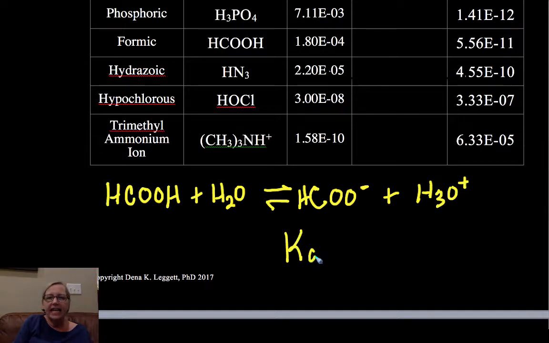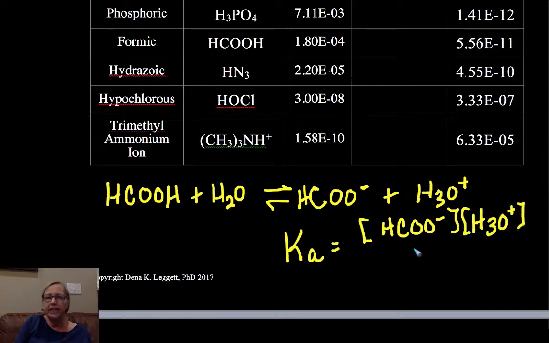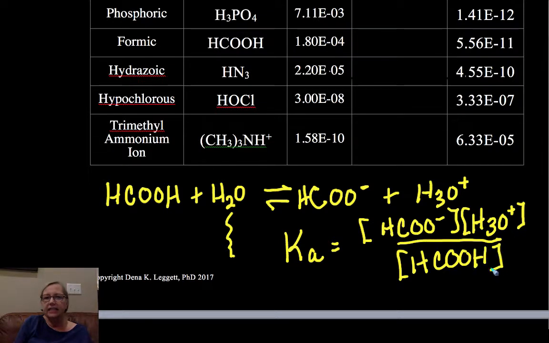Its Ka is equal to the molarity of products, those brackets mean molarity, over reactants, and we don't include pure liquids. So this would be its Ka expression. Okay? Now, its conjugate base formula is HCOO minus.